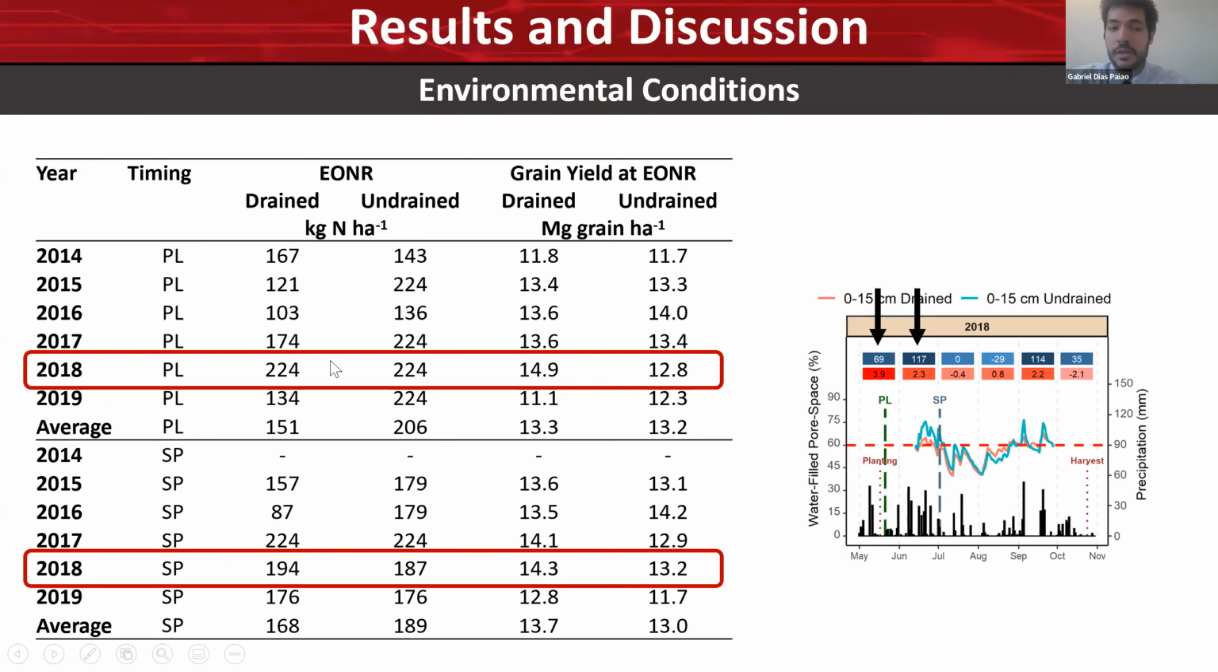So even though there were a lot of nitrogen losses earlier in the season, it's also likely that there was a lot of mineralization going on later in the season. And as we can see, there's a large difference in the grain yield at EONR in drained versus undrained conditions. And this indicates that when early season conditions are very wet and warm, we will see the largest differences in grain yields between drained and undrained conditions.